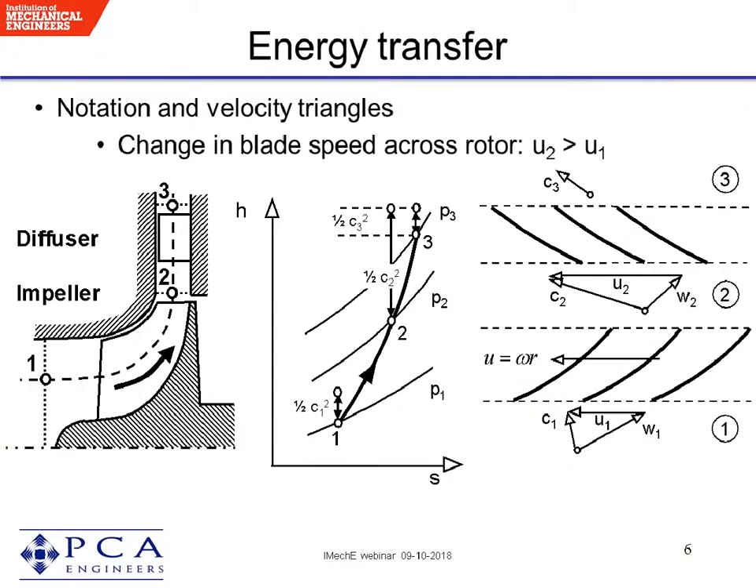Now moving to the impeller outlet, position 2, the flow through the impeller has a drop in relative velocity, so W1 is bigger than W2.